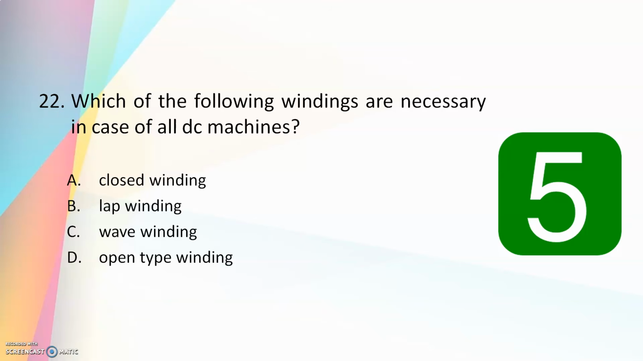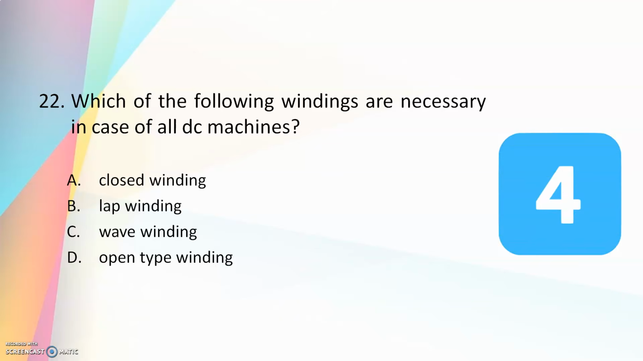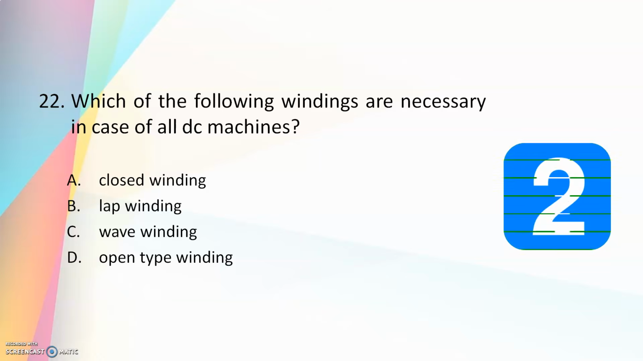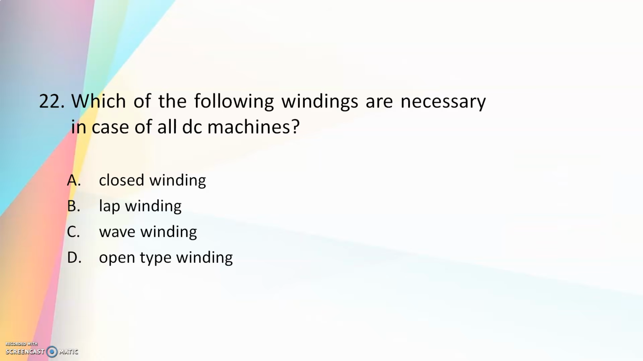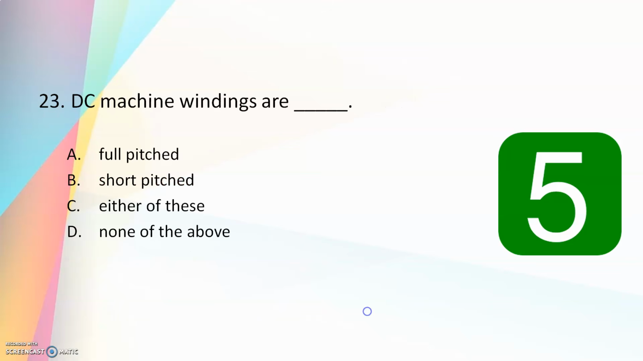Which of the following windings are necessary in case of all DC machines? Closed winding, lap winding, wave winding, open type winding. And the answer is closed winding. In case of all DC machines, we must use closed winding. Lap and wave windings are used based on the requirement of voltage and current level. But winding of all DC machines should be closed.